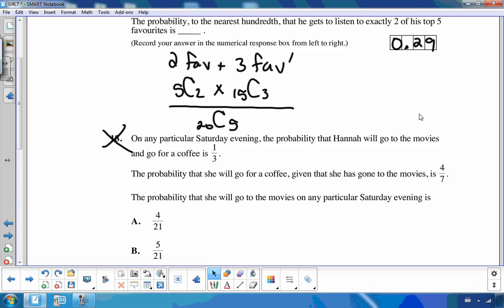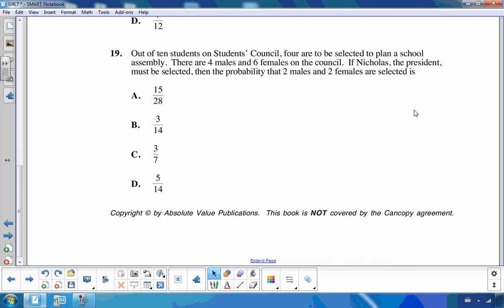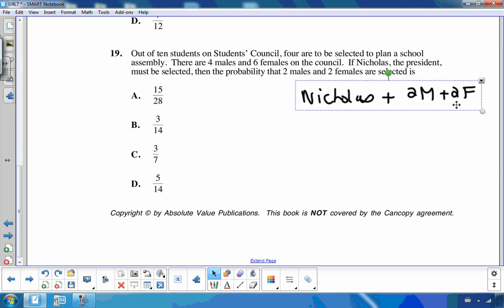Okay, omitting the 18, let's go to number 19. So it says, of 10 students on student council, 4 are to be selected to plan an assembly. There are 4 males and 6 females. If Nicholas, the president, must be selected, then the probability of having 2 males and 2 females is what?